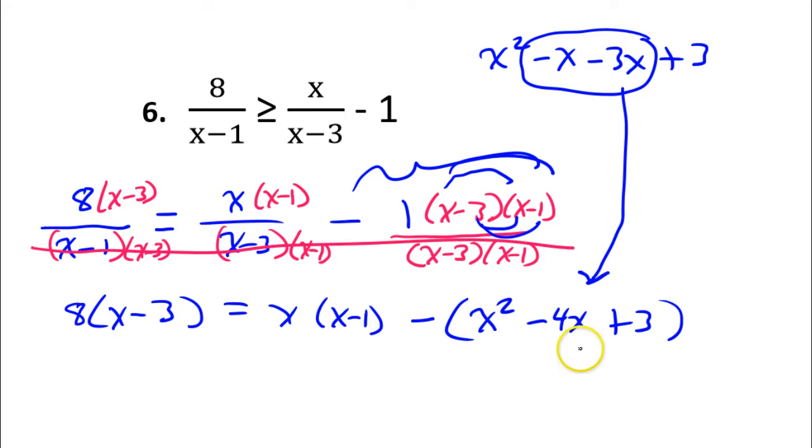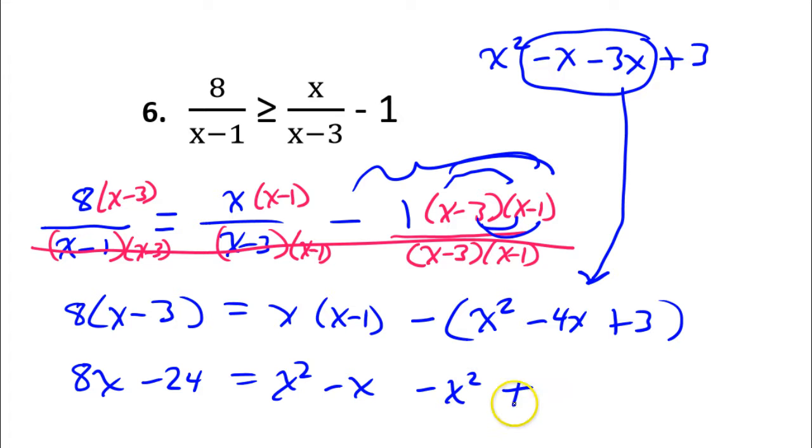Many a student forgets to distribute that negative sign. So do what I did, FOIL it out, but put it in parentheses. So now I'm going to have 8x minus 24 is equal to x squared minus x squared plus 4x minus 3.